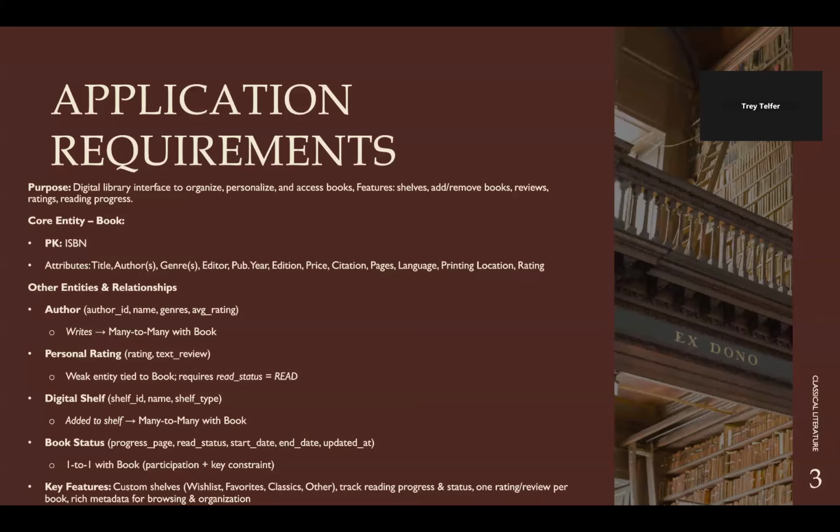So key features for Databooks are going to be custom shelves, which make up a wish list, favorites, classics, and other sections. Basically, that just means that we're going to have a feature within the database itself that allows you to categorize books into a specific list. So wish list, for example, would be a read later list of things you are hoping to read in the future, favorites, your favorite books, and then classics like Moby Dick and Hunger Games.